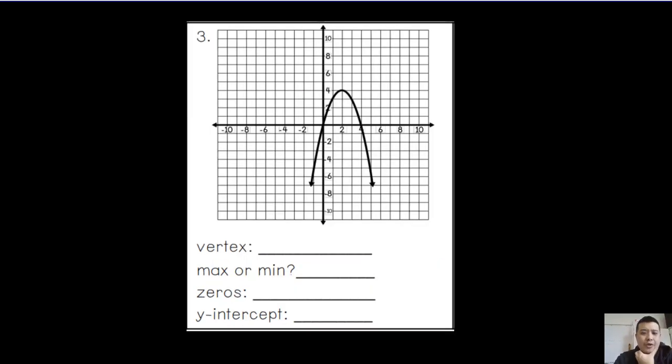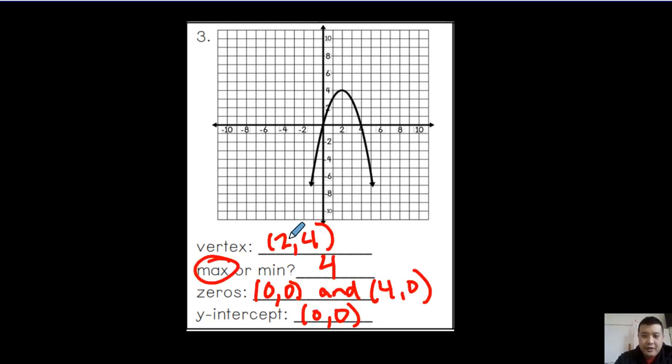Go ahead and try number 3 out on your own. What you should have found is that the vertex was (2, 4). We have a maximum of 4, and our zeros, or x-intercepts, are (0, 0) and (4, 0), and our y-intercept is also one of our zeros, which is (0, 0).